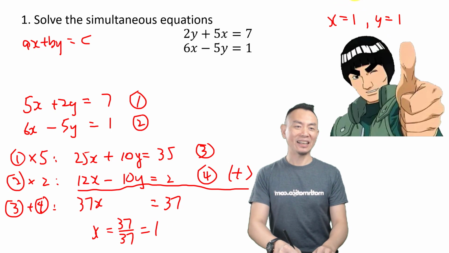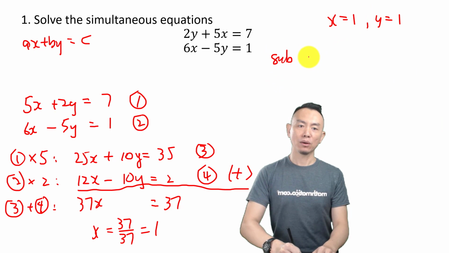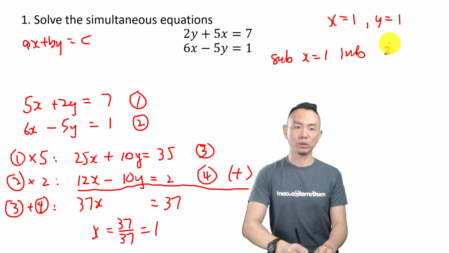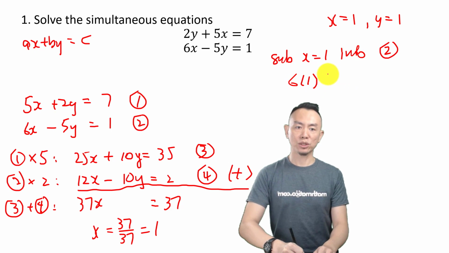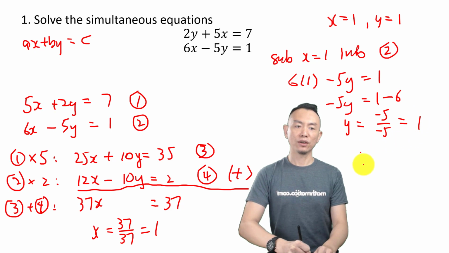So by this time, I know that I'm on the right track because I got the answer that I'm supposed to get. X equals to 1. Now I'll carry on and sub x equals to 1 into just one of the equations. So let's say I have equation 2, 6x, x which is 1, minus 5y is equals to 1. So negative 5y is equals to 1 minus 6, and y is equals to 1 minus 6 is negative 5 divided by negative 5, and that gives us 1. So therefore x equals to 1 and y is equals to 1.